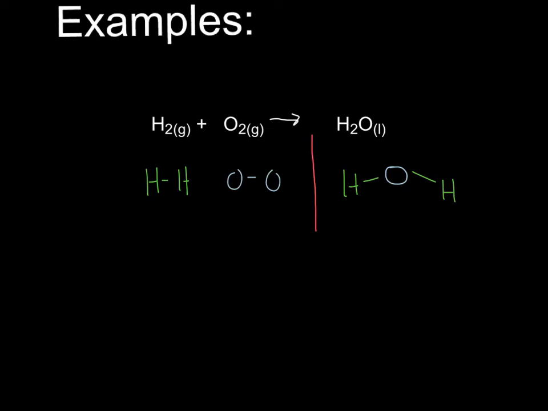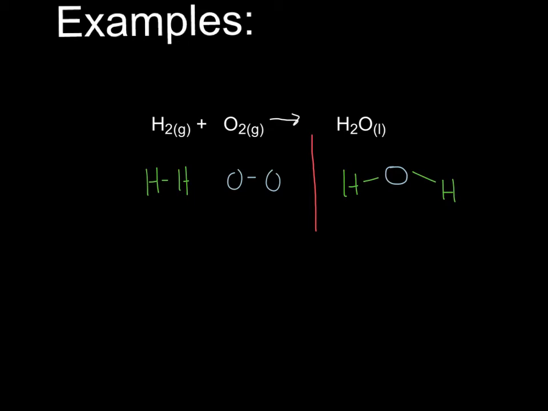We started out with 2 hydrogens. We have 2 hydrogens on our product side, so that works. But we had 2 oxygens and we only have 1 oxygen as a product. We cannot suddenly destroy an oxygen atom. We must account for it somewhere, somehow. So this is what we do. We apply what we've learned from the last slide, and we need a coefficient.